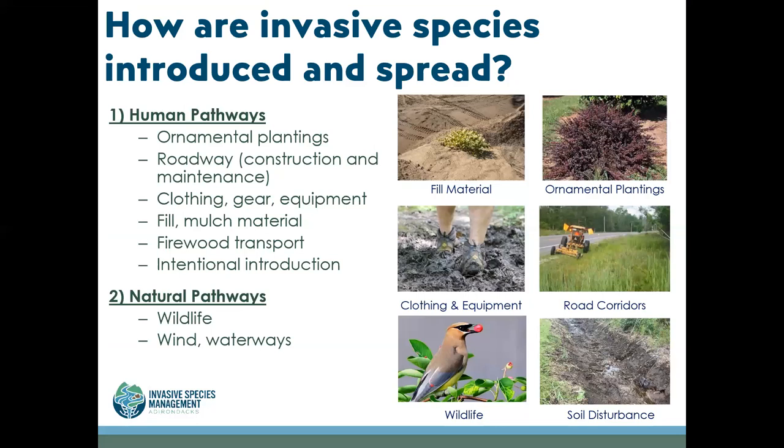So in the terrestrial invasive species world, some of the common vectors that we see within our region include the movement and use of contaminated fill, the use of invasive species in ornamental plantings and landscape, highway construction and maintenance, and movement of invasive species through terrestrial recreation activities, on our boots, clothing, and equipment. And of course, we do have some natural pathways where invasive species can be spread through things like wildlife, wind, and water. But largely, invasive species are a human issue, which means that it is something we should be thinking about and that we have opportunity to address some of this spread through simple behavioral changes.